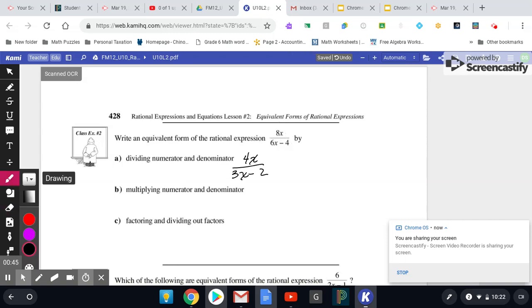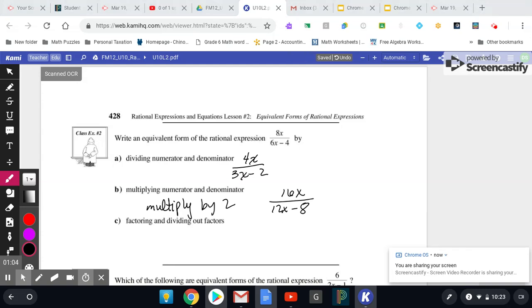If I wanted to multiply, I could multiply the top, every term by a term. So let's multiply by 2. So I would get 16x over 12x minus 8 if you multiplied everything by 2. Now we're going to do it by dividing out factors.